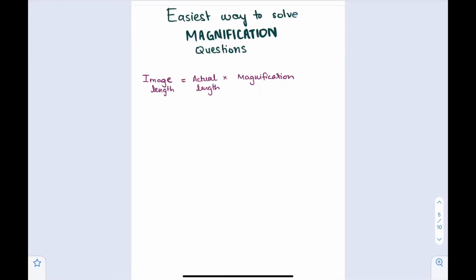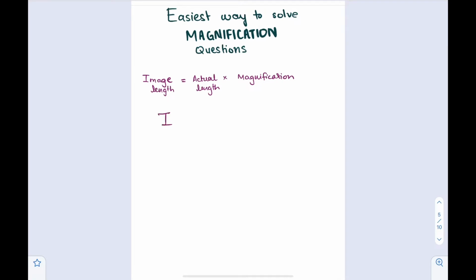Hello everybody, today we're going to be discussing the easiest way to solve magnification questions. We're going to start off with looking at the formula, which is image length equals the actual length multiplied by the magnification. Now I'm going to tell you a mnemonic that will help you solve the questions that come in A-level exam papers, also in biology ATB O-level papers.